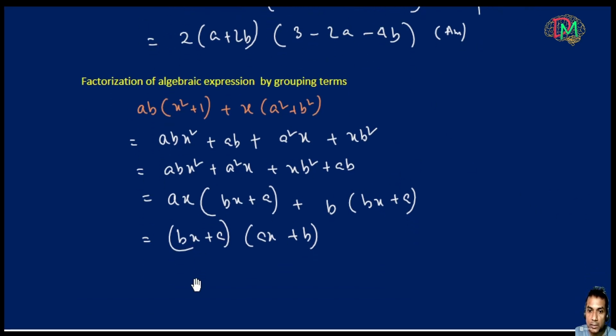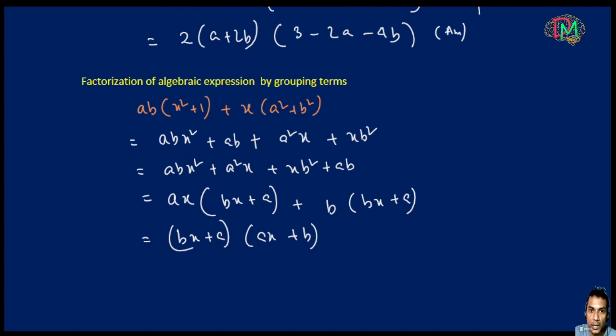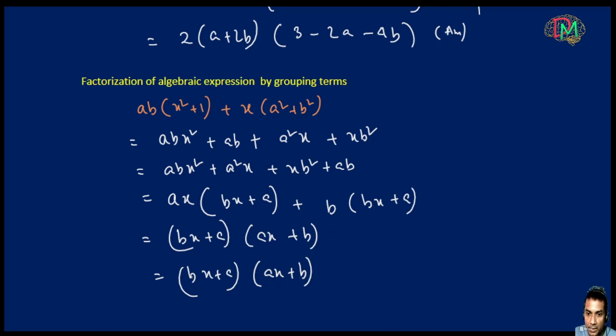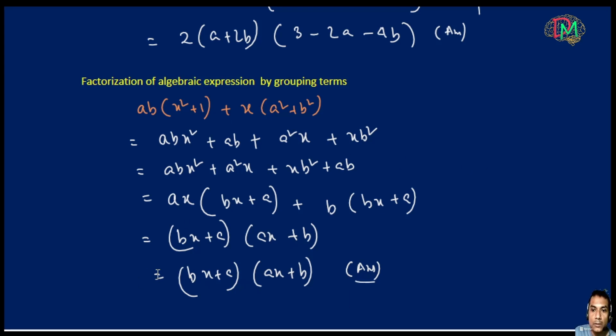And just write it in some pattern format, that is bx plus a and ax plus b. So it looks better, it is also an answer, this is also an answer, but it looks better, a symmetric form. So this is the answer, correct? By the commutative law we can change this position also. Okay, done.